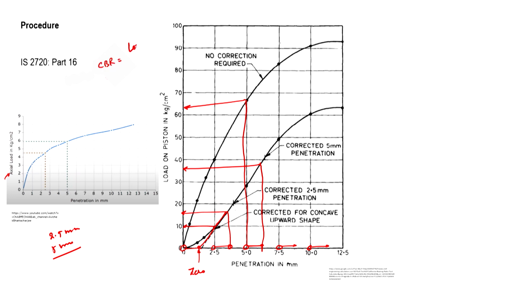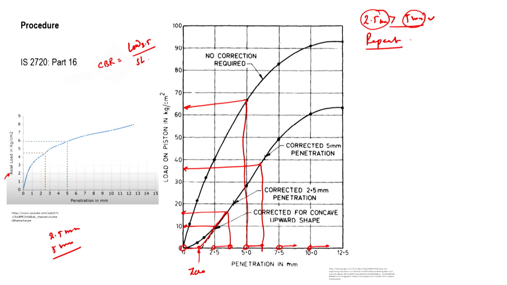And I will just perform a simple calculation, that is, CBR is equal to the load at 2.5 mm penetration divided by the standard load in kg per centimeter square. Usually the value of CBR at 2.5 mm is greater than what you get at 5 mm. If this is the case, then it is correct. In case you are getting the value of CBR at 5 mm more than what you get at 2.5 mm, you have to repeat the test.